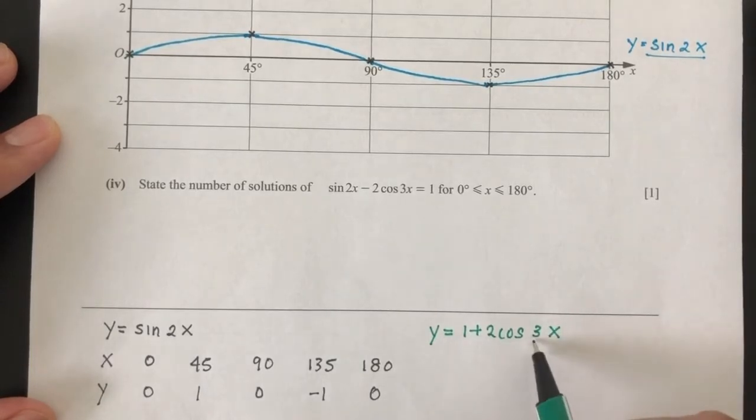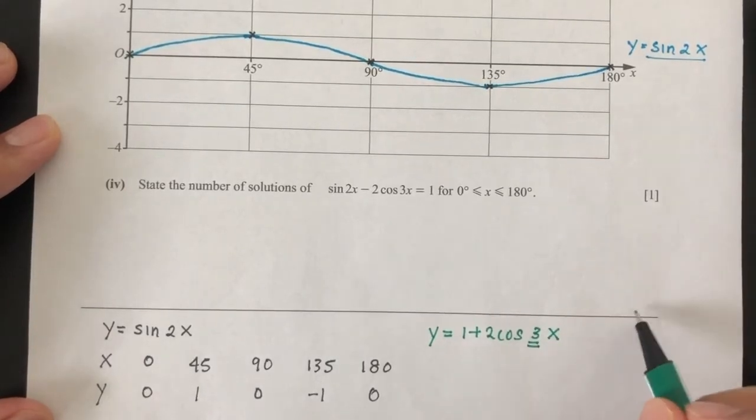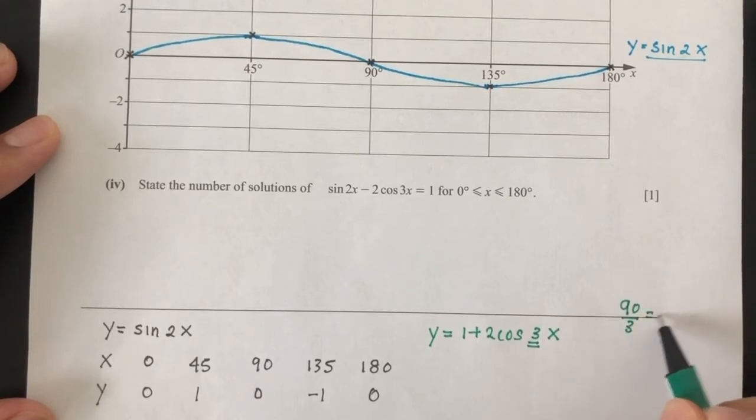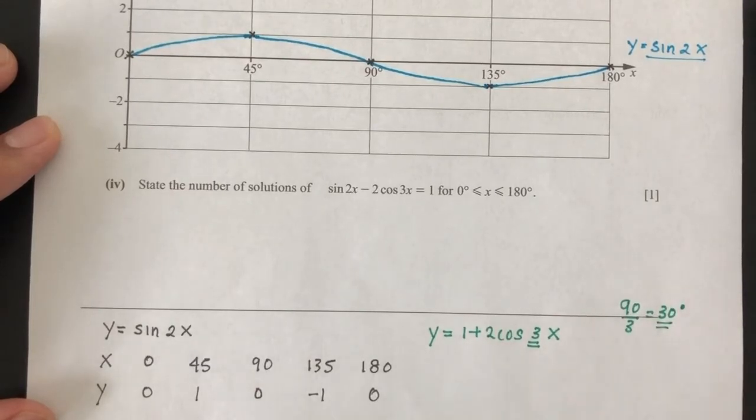So here, since we have 3, let's find the interval. So we have to take 90 divided by 3. It will be 30 degrees. So interesting values for this curve would happen at every 30 degrees. That's why we take 90 divided by this number to find the interesting interval.